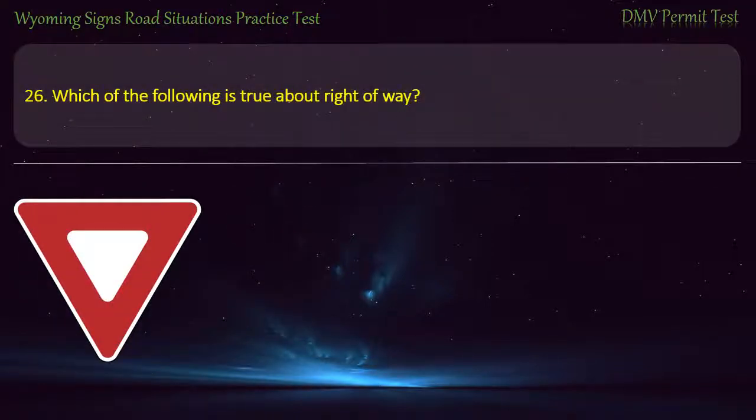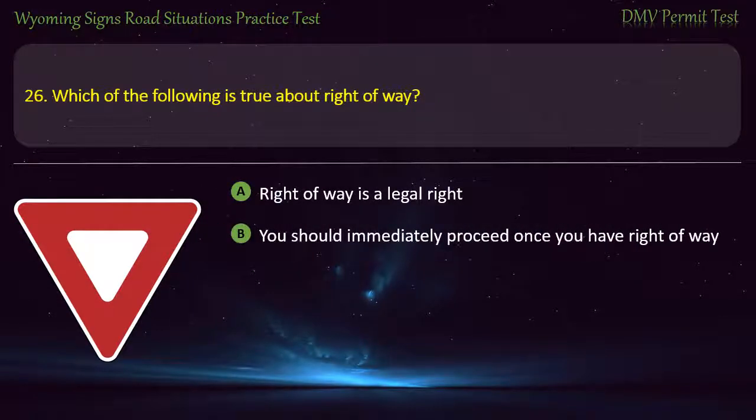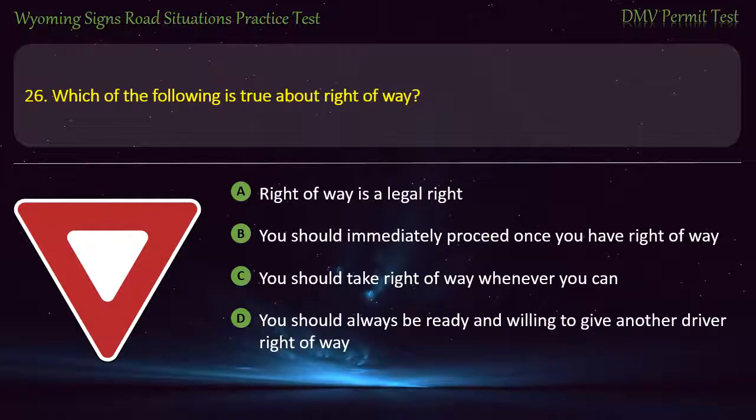Question 26. Which of the following is true about right of way? Right of way is a legal right. You should immediately proceed once you have right of way. You should take right of way whenever you can. You should always be ready and willing to give another driver right of way. Answer. You should always be ready and willing to give another driver right of way.